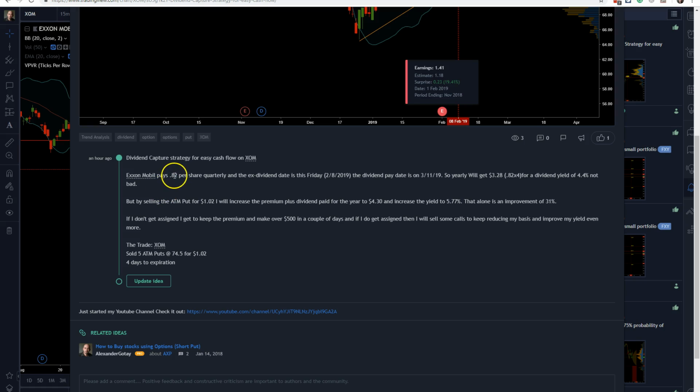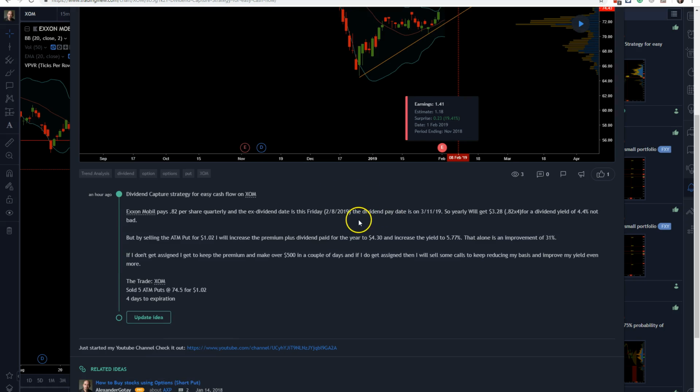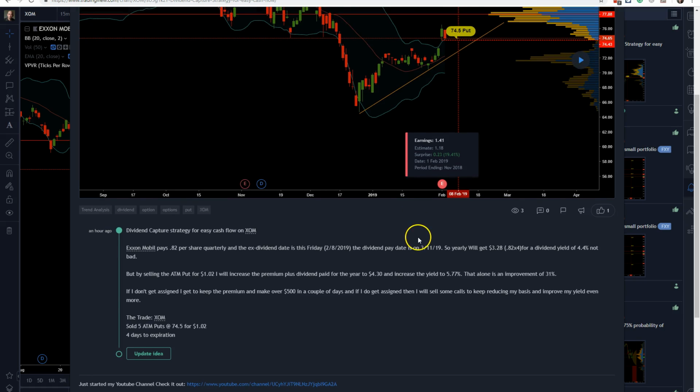Exxon Mobil pays 82 cents per share quarterly, and the ex-dividend date is this Friday. So this is a mistake I actually made after I made the trade. I realized that I should have the stock before this Friday. So what I'm going to do is on Thursday, if I'm winning, then I am going to buy the stock and close the position and use it just to reduce my basis.